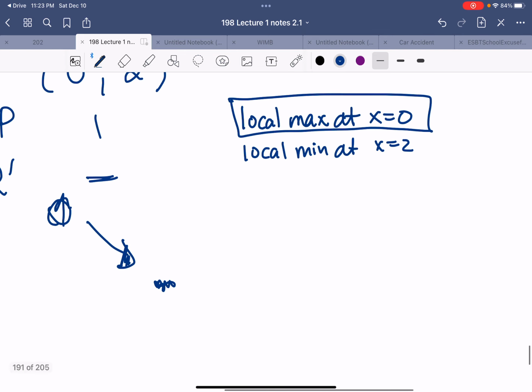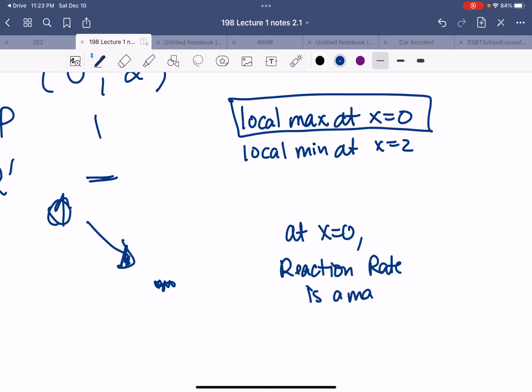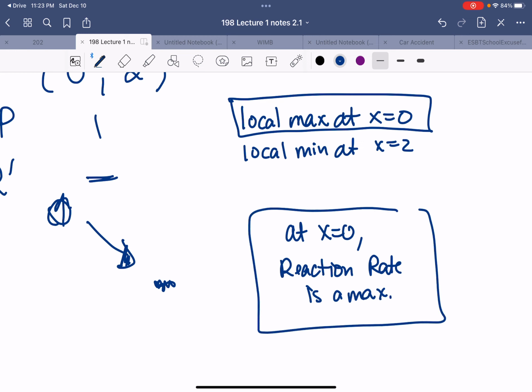So at x equals 0, the reaction rate is a max. And that actually should kind of make sense, because when you think about a chemical reaction, at the beginning of the reaction is when you have the most reactants. And so they're going to react together very quickly. And as you turn A and B into the product AB, you're going to have less A and B to react together.